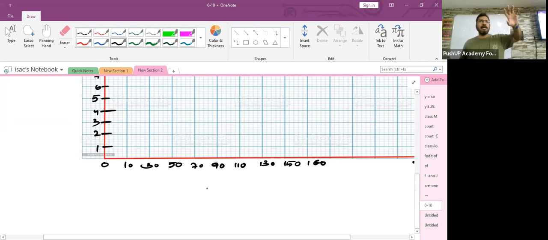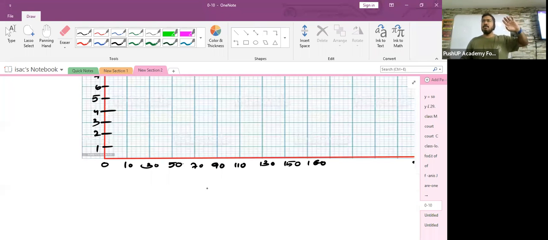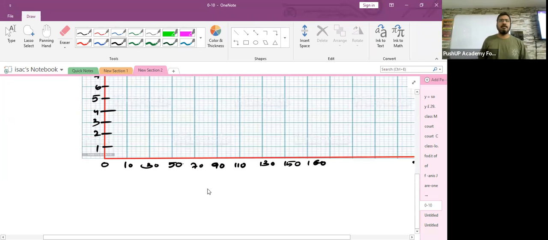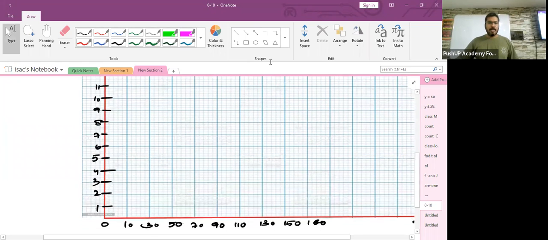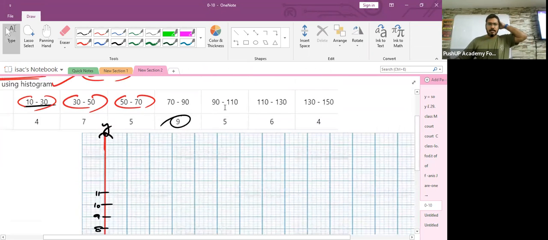Everyone's x-axis and y-axis is ready. Hello, Avilash, Sarah, ready? Ronia, Sean? Oh, you have completed it. Very good. All right. So let's start, children. The first class interval, which is 10 to 30. Advait, are you doing it?